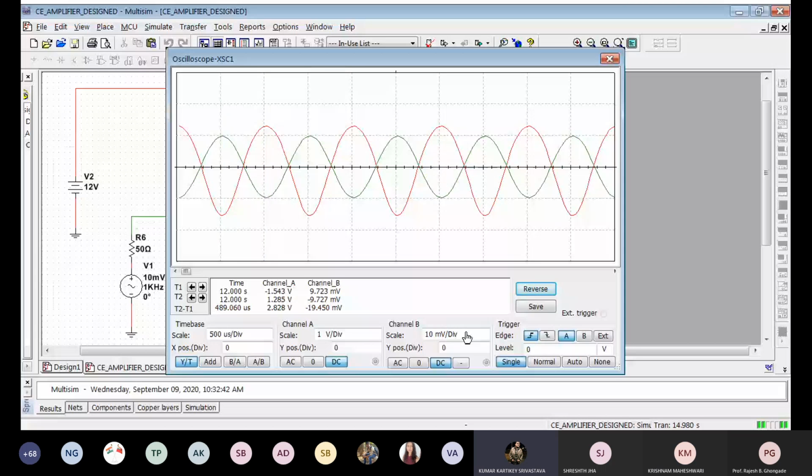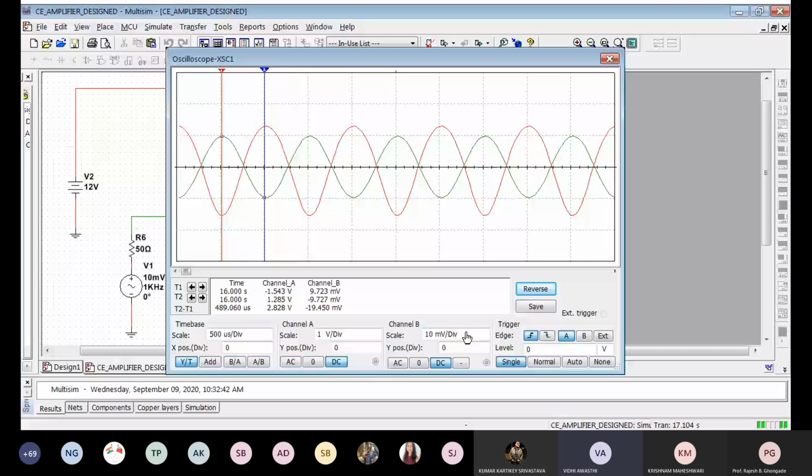And what was our expected gain? We started off with 149.62. It was 150. Isn't it? We wanted a gain of 150. So we are very close to the desired value. And so this says that we have succeeded in designing the single stage voltage amplifier. Is it clear to all of you?